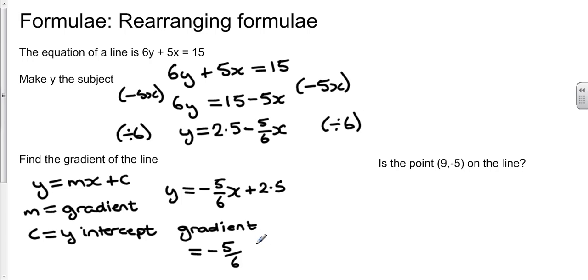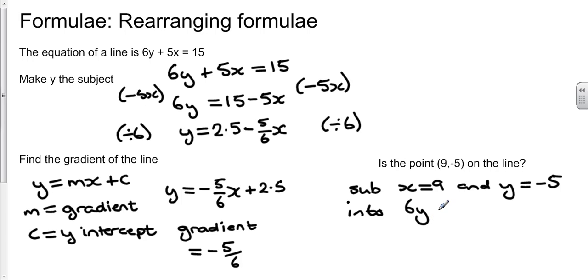One other question you might be asked in relation to this is whether a particular point is on the line. There's two ways of doing it. You can substitute it into this equation, or you can substitute it into the top equation. I prefer the look of the top equation. So sub x equals 9 and y equals negative 5. That's just the coordinates, the x and the y coordinate. And I'm going to substitute into 6y plus 5x equals 15.